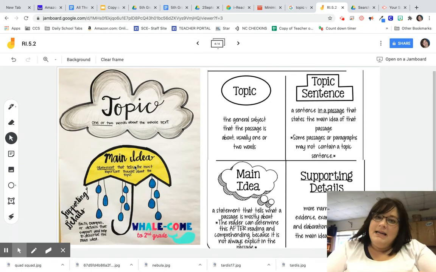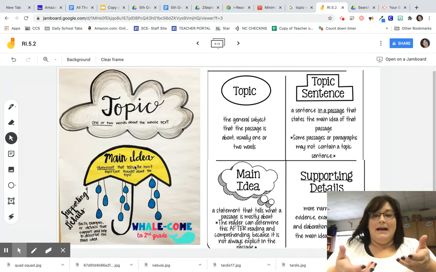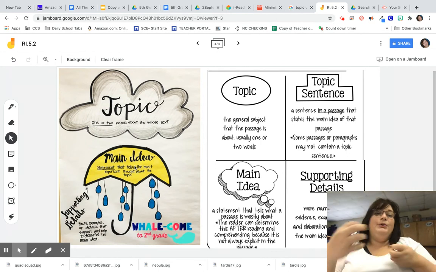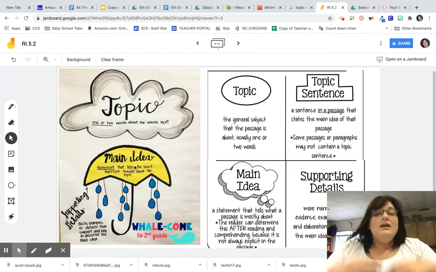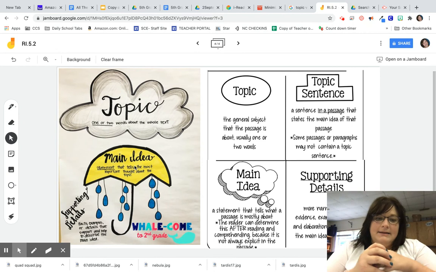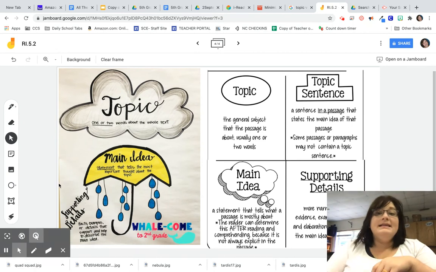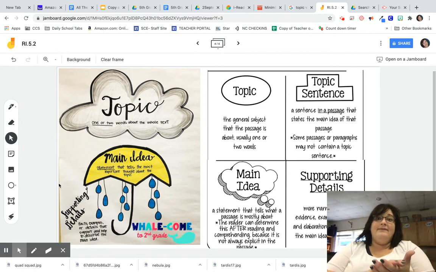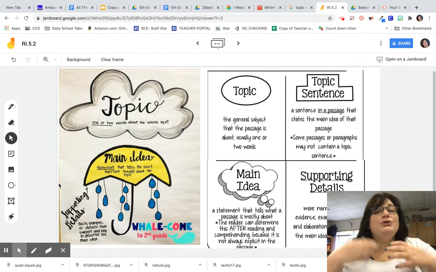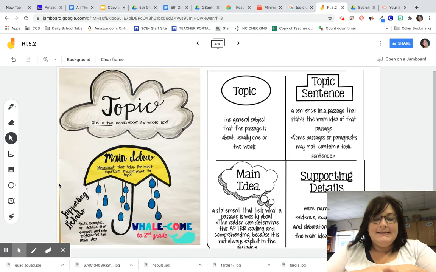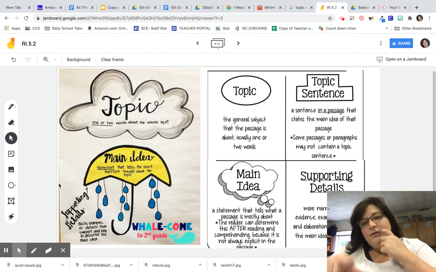Down below it, you will see that the raindrops represent supporting details. Now, what that means is that these are facts and examples from the text that support what the main idea is. So there are things that you're pulling out of the text, you're citing from the text to support what you're saying the main idea is. This is where you're going to use that text evidence. Remember, text evidence. That's where you're going to use that text evidence to prove what you're saying the main idea is.